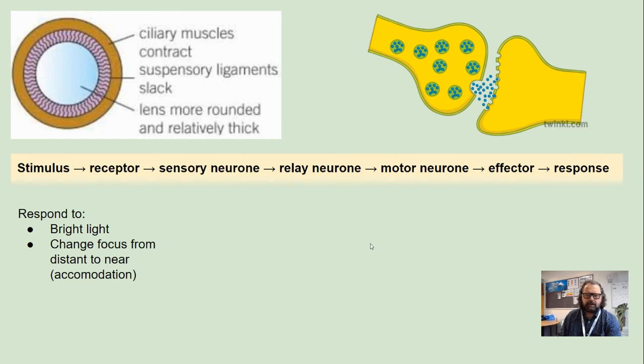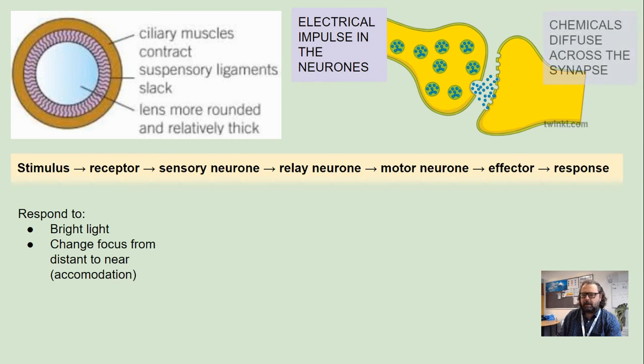Okay, some specific examples around your eye that we'll look at in the second video. And remember that the message is made up of an electrical impulse in the nerves and as chemicals across the gap, which we call a synapse.